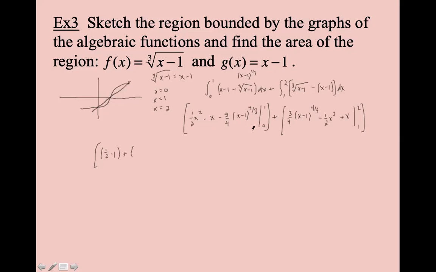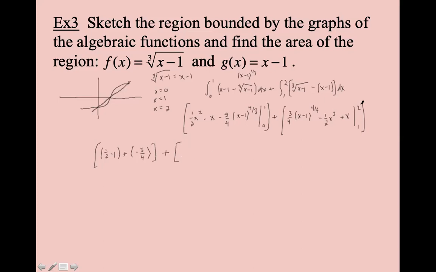Plus, now I'm going to evaluate everything at 0. Be careful, it doesn't automatically turn to 0, right? This will be a 0, and this will be a 0. But if I plug in 0 here, I have -1 to the 4/3 power, which would be a positive 1. And this is going to make it a -3/4. All right, let me double check my math there a second. 0 minus 1 is -1. Cube root of -1 is -1. -1 to the 4th is 1. This makes it -3/4.